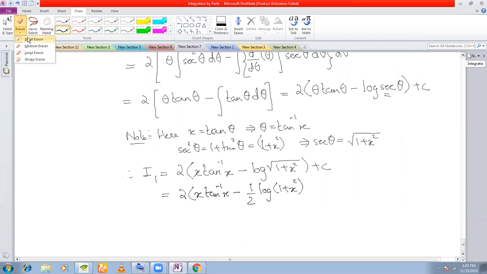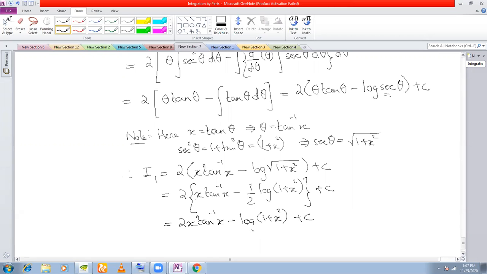Into 2x, because there is a square root, that is why you can write this as half, put it within curly brackets, plus 2x into... Root under 1 plus x square is there, that's why. Now you can multiply by 2 throughout. You get 2x tan inverse x minus log 1 plus x square, half into 2 will cancel, plus c.